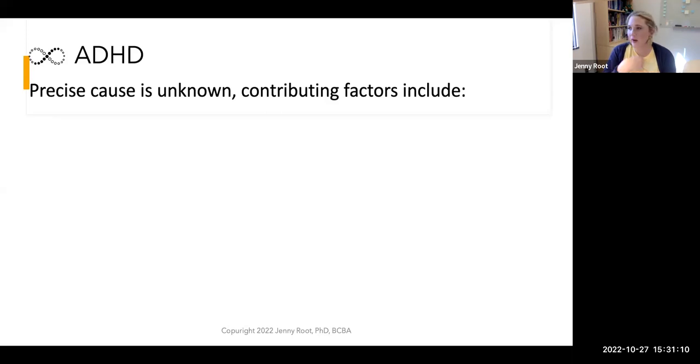It's a difference in the brain. What we know is there's an imbalance of neurotransmitters in the brain. So the dopamine, the chemical that makes us feel good and get reinforcement from things, as well as noradrenaline. And there's just not enough available. So the stimuli then are poorly filtered.